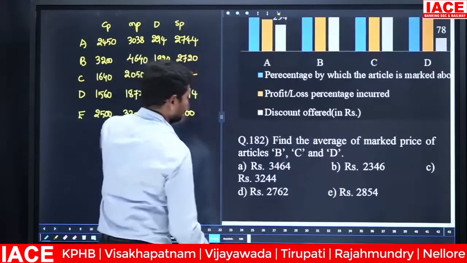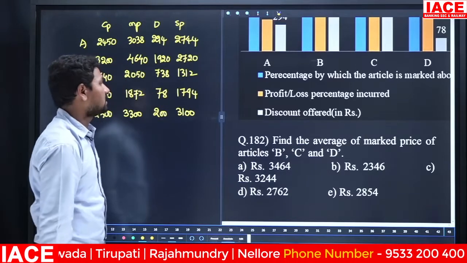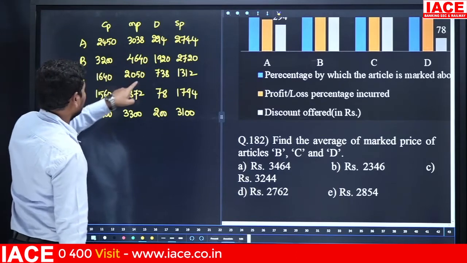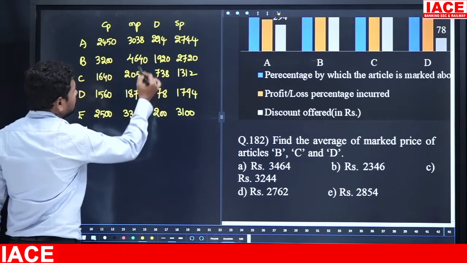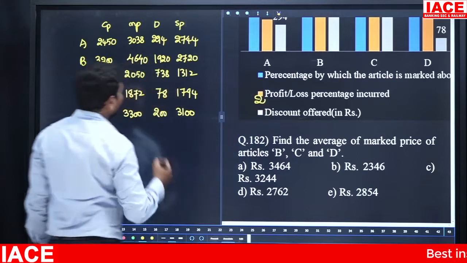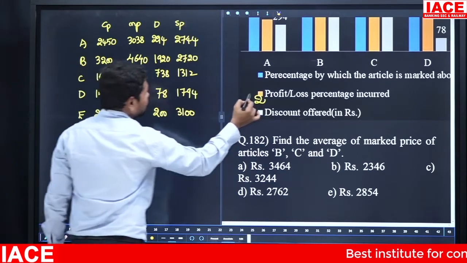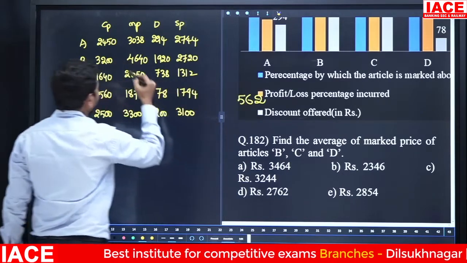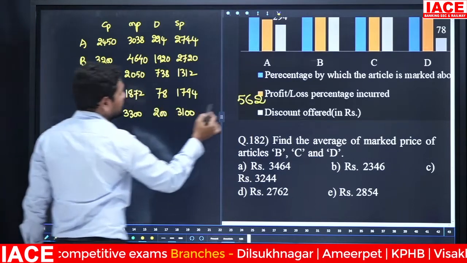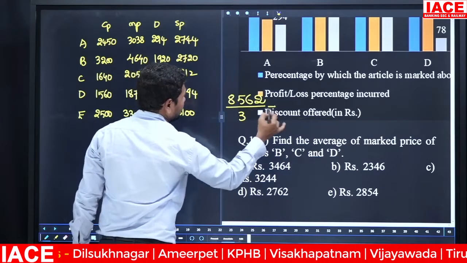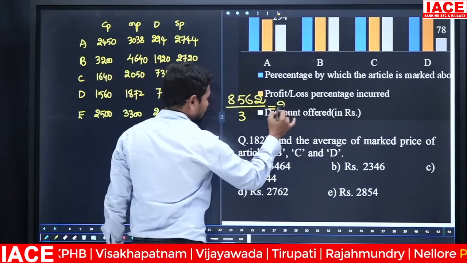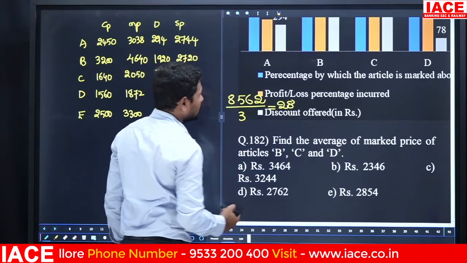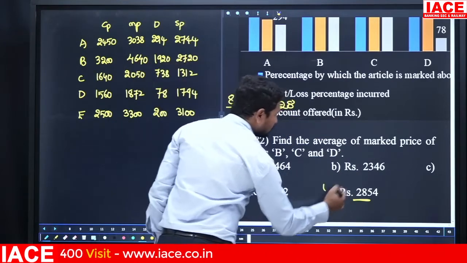Next, find the average of market price of articles B, C, D. BCD market price is required. Here 4040, 2050 and 1872 are all added. 0 plus 0 plus 2 is 2. Next, 7 plus 5 is 12, 12 plus 4 is 16, carry forward 1. 8 plus 1 is 9, 9 plus 6 is 15, 5, carry forward 1. 4 plus 2 is 6, 6 plus 1 is 7, 7 plus 1 is 8. Divided by 3. 3 2s are 6. Next, the remaining value is 25, 3 8s are 24, and 2 8 combination option is here, option E.